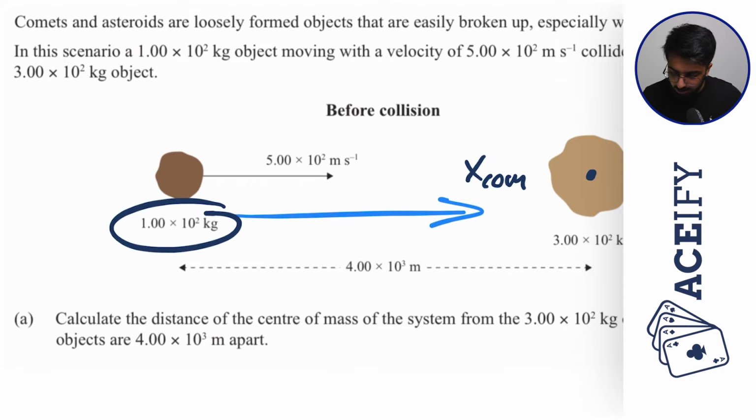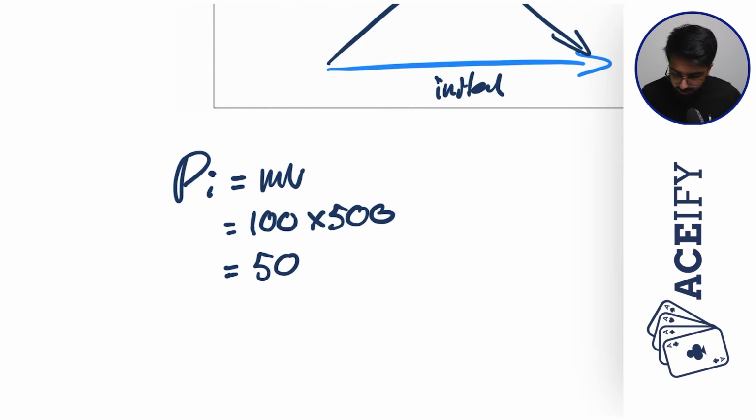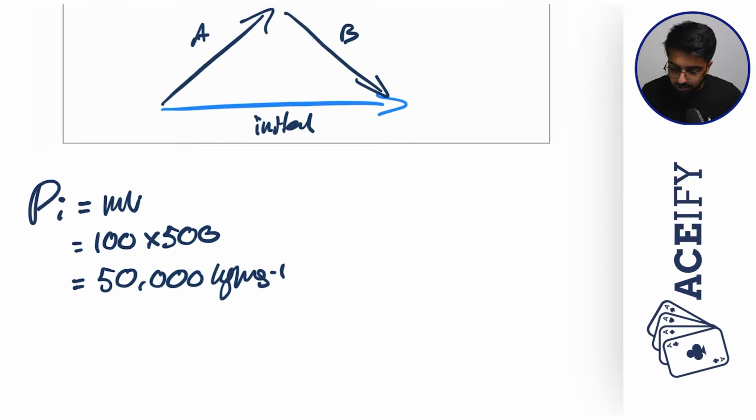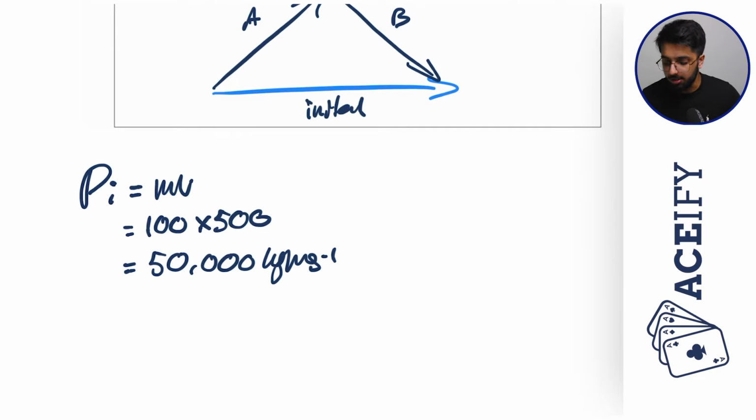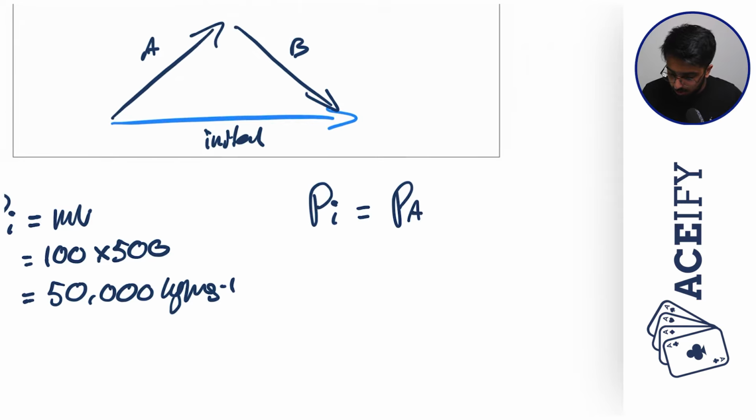The 100 kg rock is moving at 500 meters per second. And so as we know, our momentum is mass times velocity, and so therefore that's 100 times 500, and that is equal to 50,000 kg meters per second, okay? And as stated in the previous question, this initial momentum is purely horizontal, and so therefore the initial momentum must be equal to the horizontal component of A plus the horizontal component of B, okay?